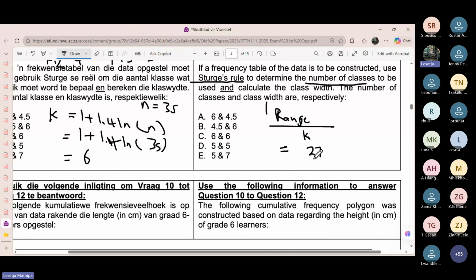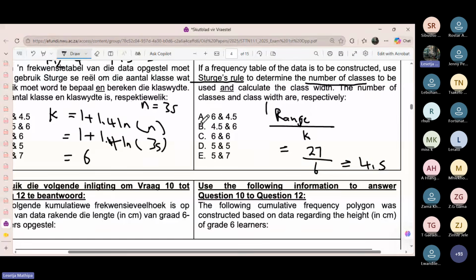So 27 divided by 6, and then the answer is equal to 4.5. So now let's check the options. Remember, when checking the options, we're going to start with the number of classes rule, followed by the class width, because they said the number of classes and the class width are respective.